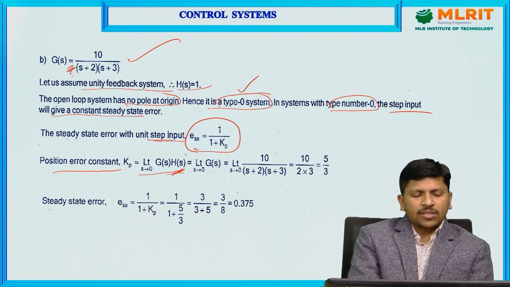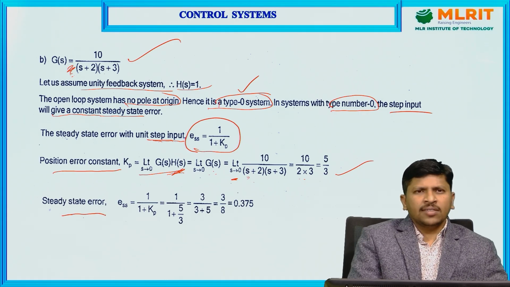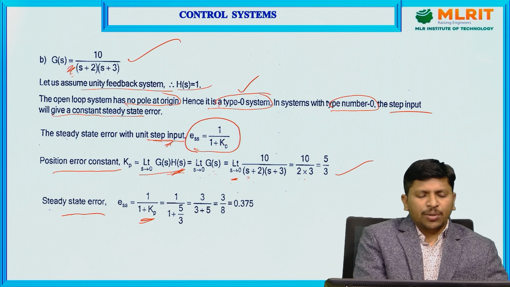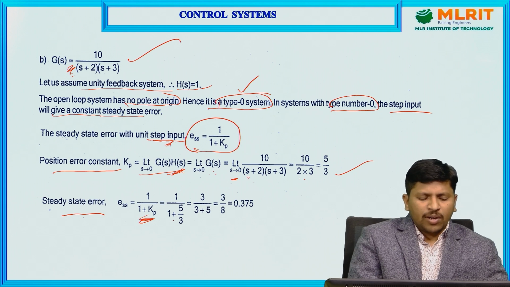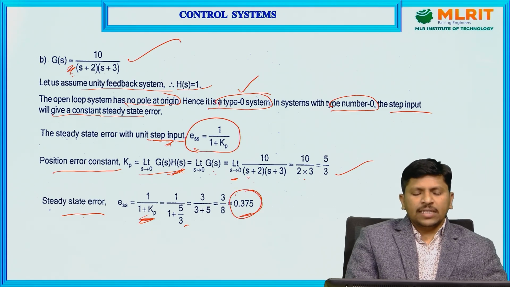So G(s) is given in the problem. Just substitute s equals 0 here: 10 divided by (s+2)(s+3), so 0 plus 2, 0 plus 3. So 10 divided by 2 into 3, that is 5/3, right? So the steady state error ESS equals 1/(1+Kp) for the unit step input. So 1/(1+Kp) with Kp as 5/3; by solving, you will get 0.375.